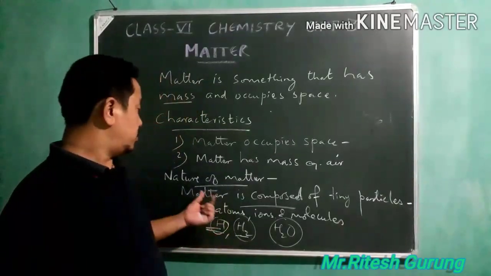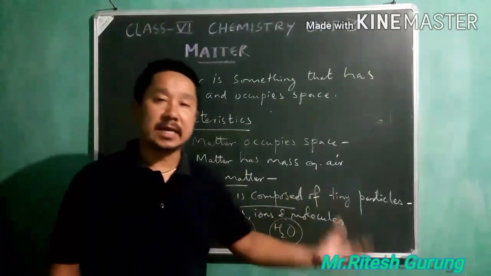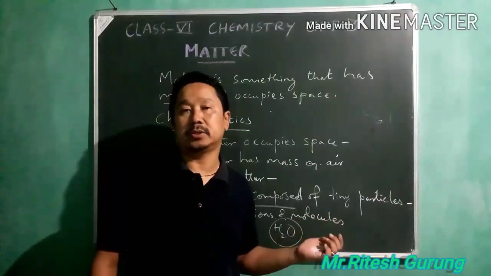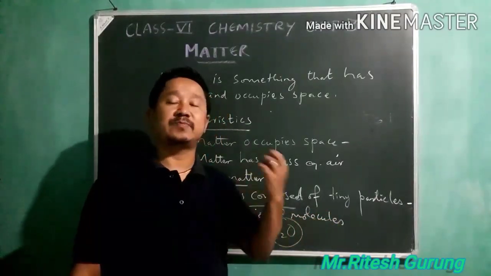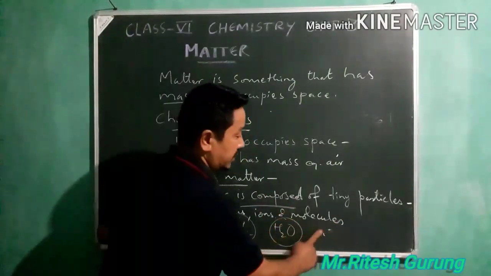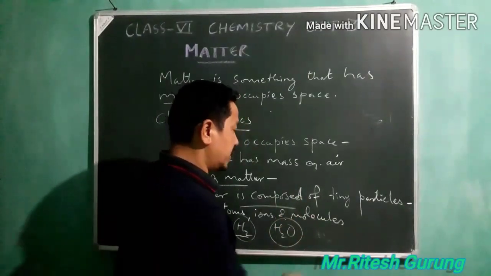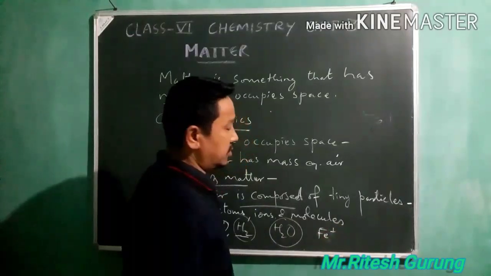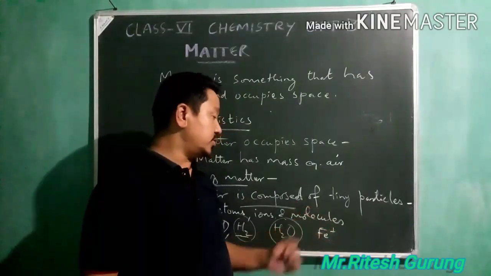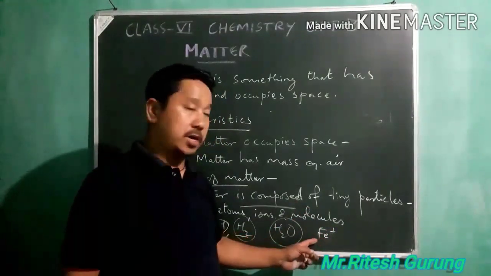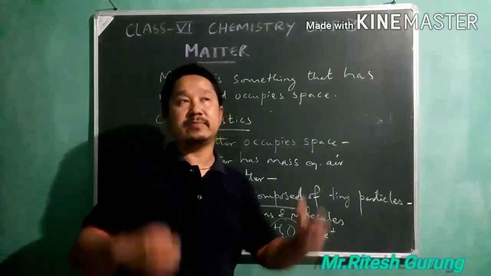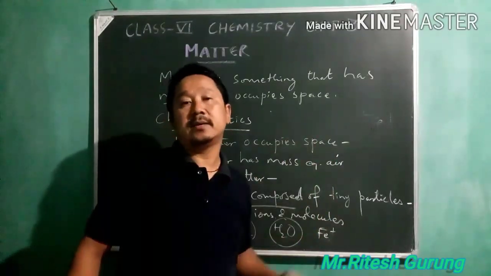So the nature of matter: matter is composed of tiny particles, and these tiny particles are atoms, ions, and molecules. Ions means charged particles, as you see here when I write this one. This is your ion, a charged particle, which has the charge out here. So these smallest particles compose matter. Whatever the matter is, it is formed of these tiny particles.